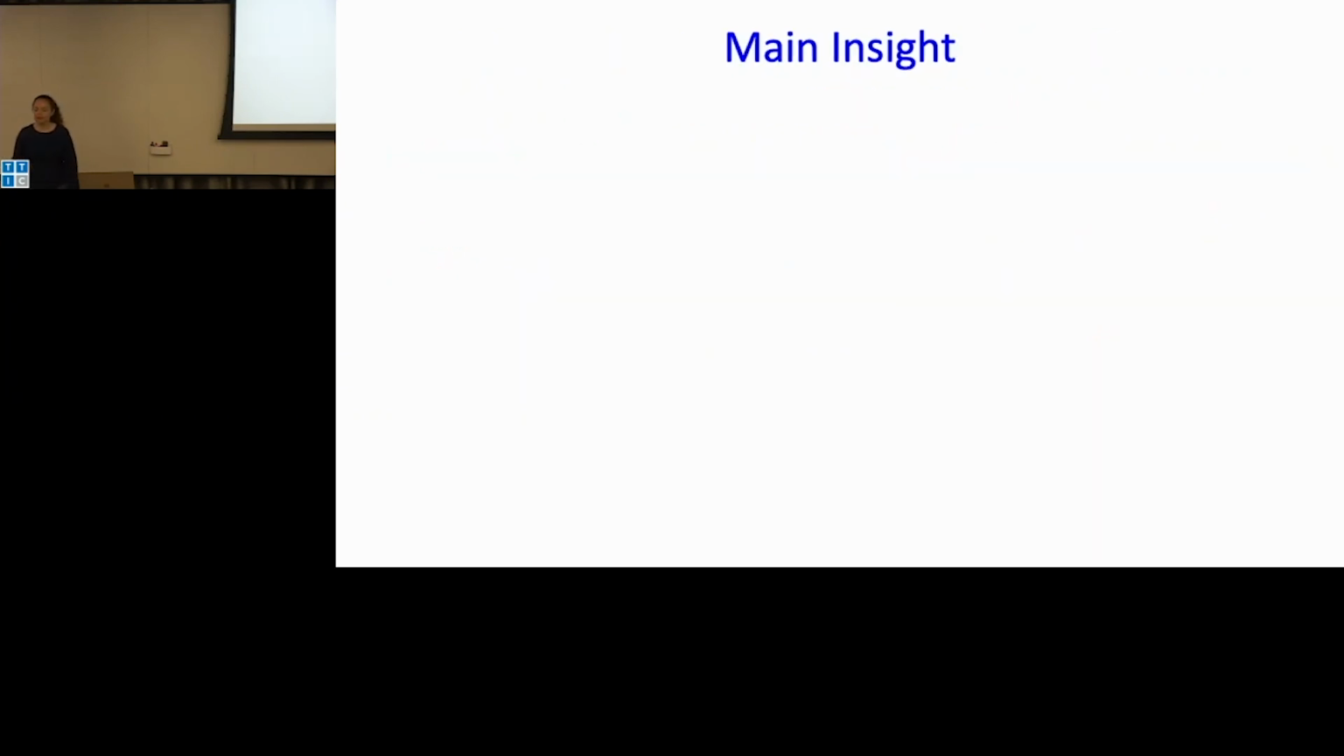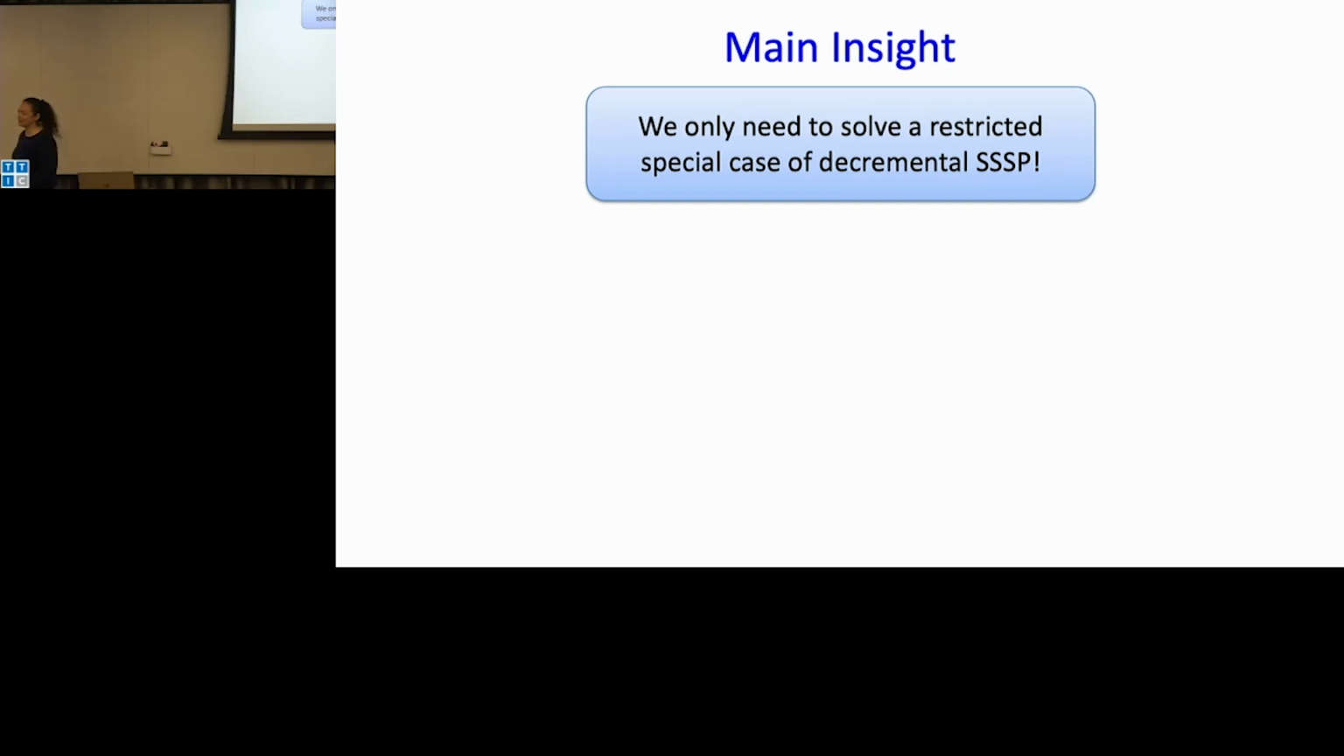Okay, so what we do in our paper, the main insight is to notice that we don't need to solve the whole problem. We only need to solve a special case that seems to have a bunch of useful properties. And then there is a hope that we can tweak the existing algorithm so that for this special case it works better. So let me now list you some of these properties.